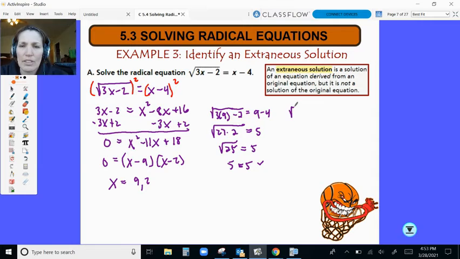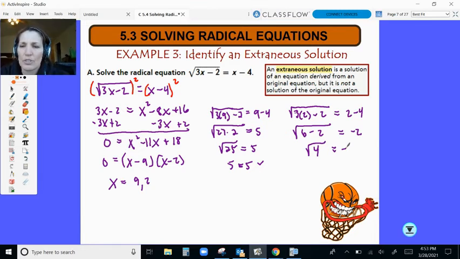How about the other one? We have the square root of 3 times 2 minus 2 equals 2 minus 4. So you have the square root of 6 minus 2 equals negative 2. And that cannot be true, because a square root cannot equal a negative. So this 2 is not a solution. That's an extraneous solution. So my only solution is going to be 9.